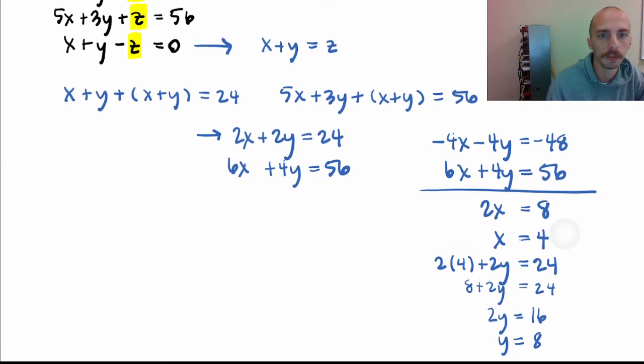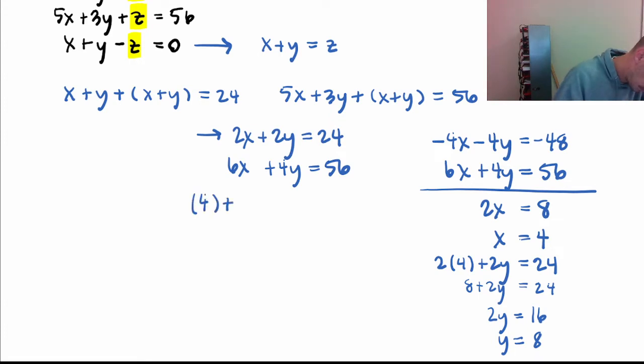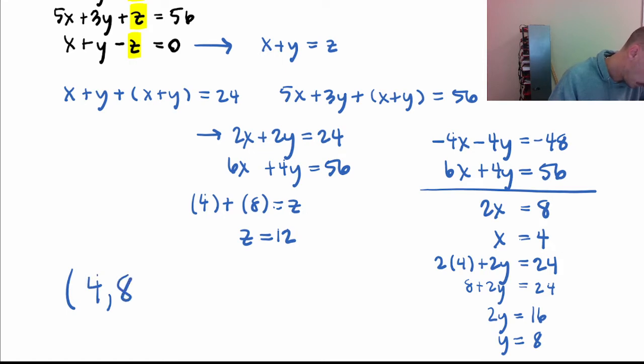And I've got a formula for z, because I did substitution. I got x plus y equals z. So x plus y equals z. So I've got z equaling 12. And so my solution is going to be the point where x is equal to 4, y is equal to 8, and z is equal to 12.